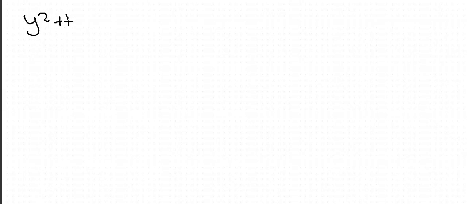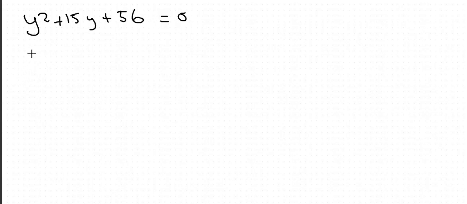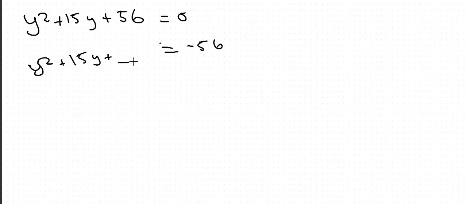Plus 15y plus 56 equals 0. So minus the 56 first. Y squared plus 15y is negative 56. Half of 15y is 15 over 2, and then 15 over 2 squared is 225 over 4.